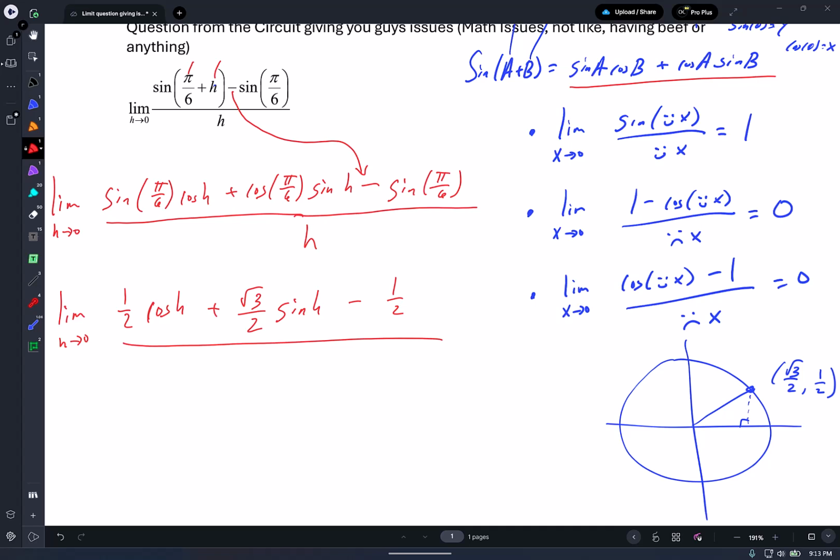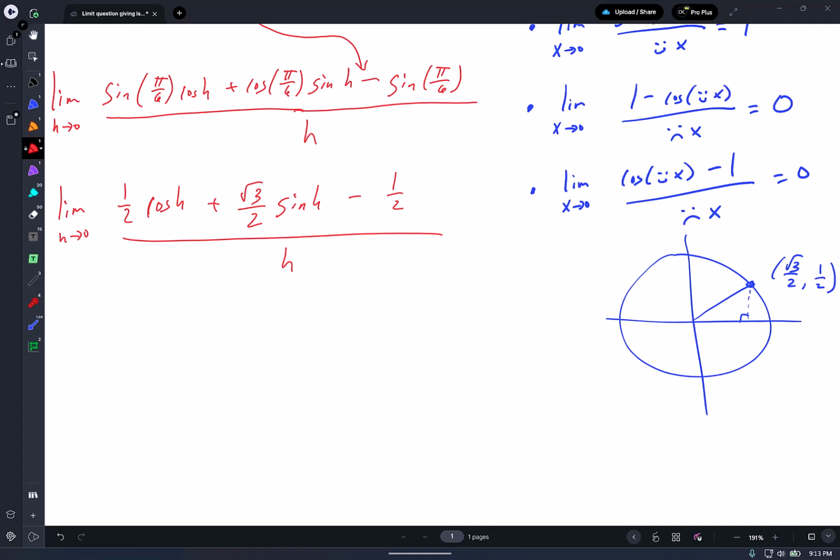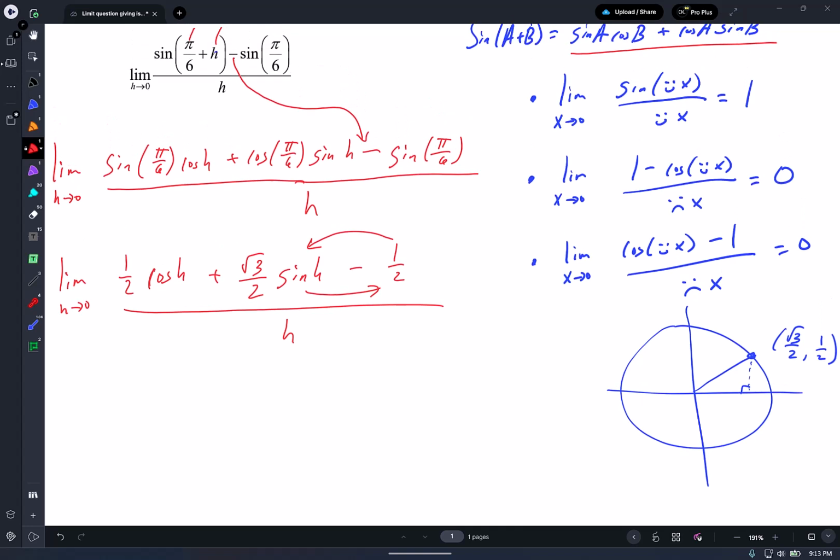And all this is over h. All right, hopefully you guys are enjoying this so far. So here we go. Let's continue. So now what do we got next? Well, I'm gonna move this over here and then that over there, and it's on the same side, so the sign does not change. The polarity stays the same. Polarity just means the sign, right?